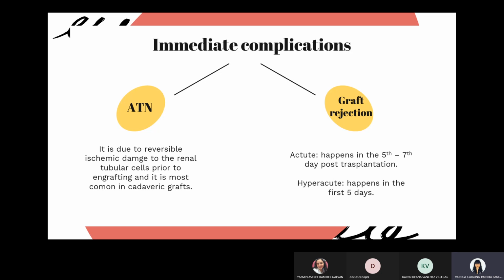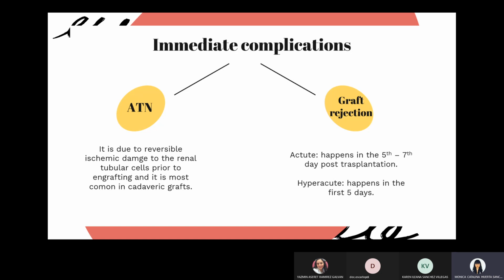And the other option that we have was a graft rejection. It can be classified as acute when it happens between the 5th and the 7th day post-transplantation, and hyperacute when it happens in the first 5 days. Both types of rejection happen because of an immune response of the patient to the organ. But the acute happens because of a response by T cells, and the hyperacute happens because of a response from antibodies.